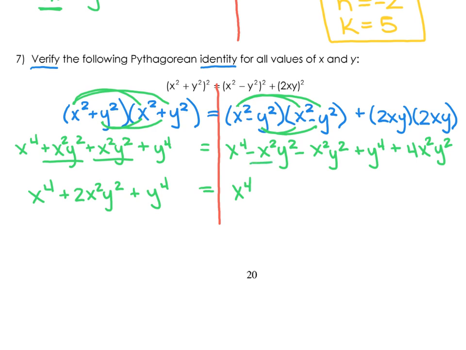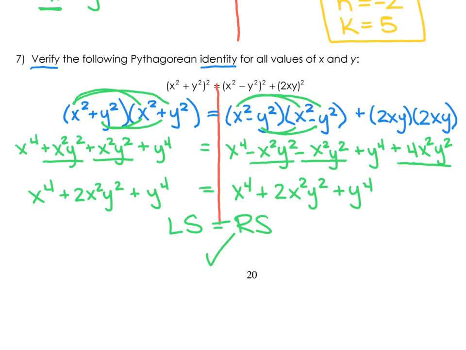We have a negative x squared y squared minus x squared y squared plus 4x squared y squared. Those are all like terms because they have the same variables with the same exponents. So that's basically a negative 1 minus 1, which is negative 2. Negative 2 plus 4 is a positive 2x squared y squared, which does match. And then our very last term is that positive y to the fourth. Everybody's been taken care of, and this left side is equal to that right side. And so we can go ahead and say we verified that identity. It works out.